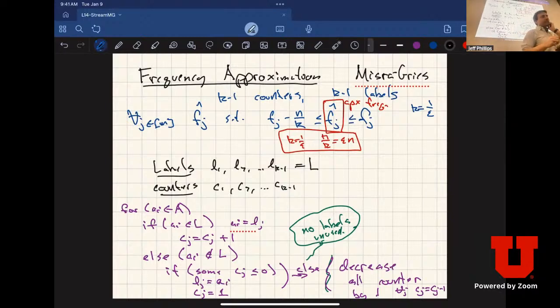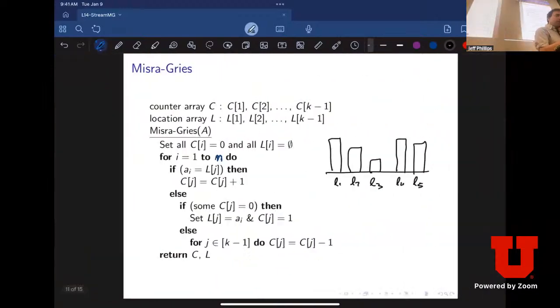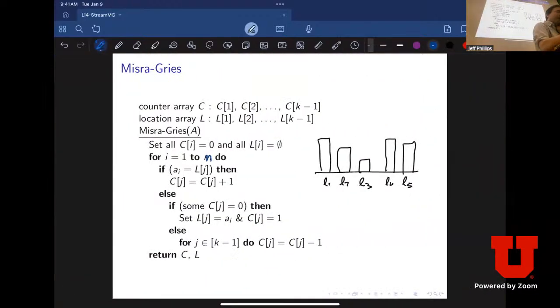Okay? So if I see something with label 4, then I'm incrementing this counter. I'm adding something here. But then if I see something with none of the labels, I could think of chopping off the top. So I remove this one. So I reduce the layer on all of these things.